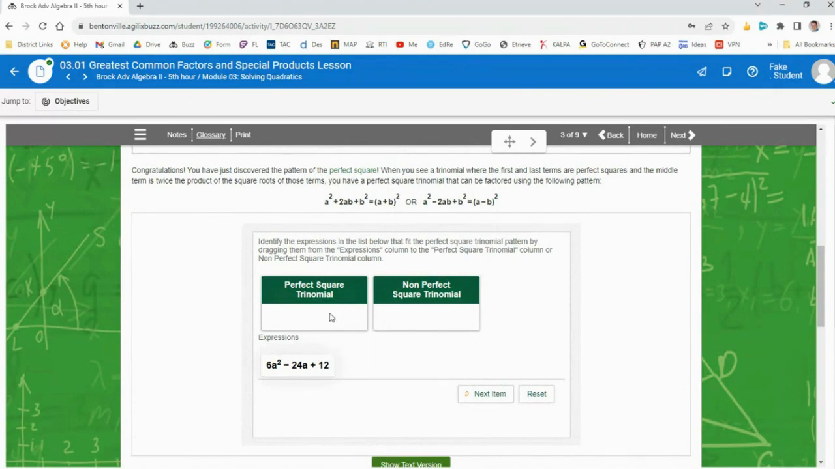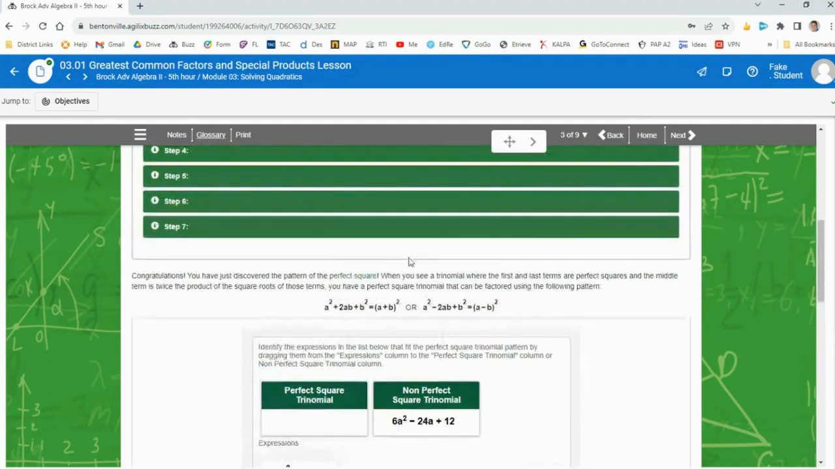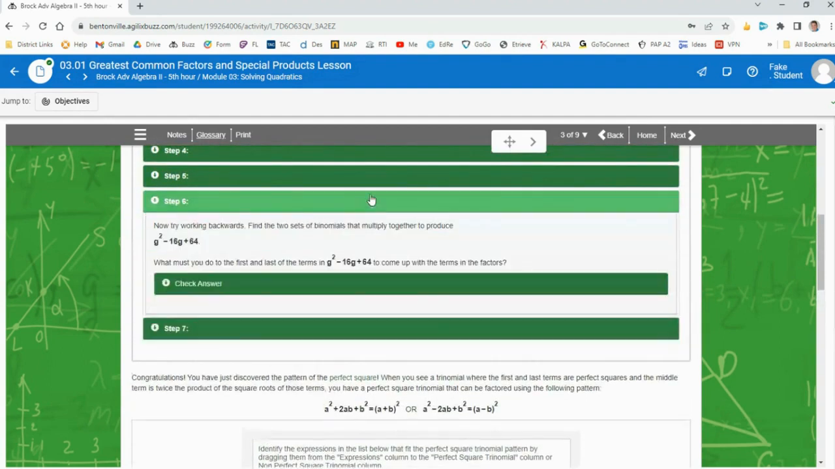Looking at these, is this a perfect square trinomial or not? 6a squared minus 24a plus 12. When we look at that, if we cut 24 in half, that's 12. Well, it didn't square, and we got this 3 out front. Everything's wrong with that one. This one is kind of different because they got this big number with the r squared. Let's see, did they do any examples where something wasn't the r squared?